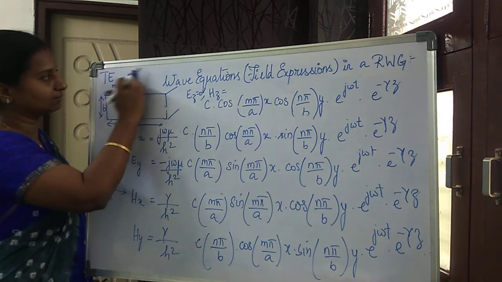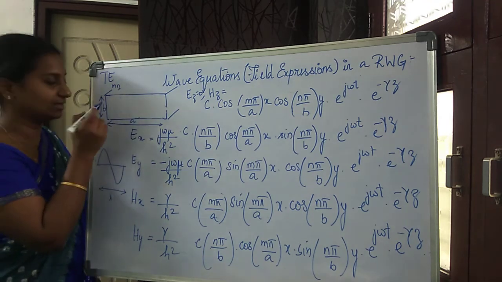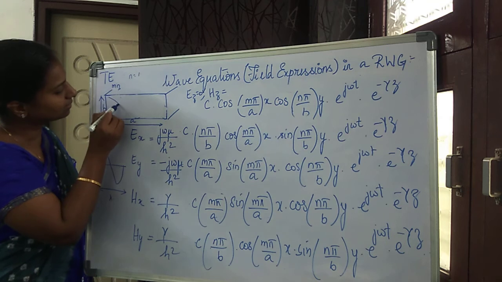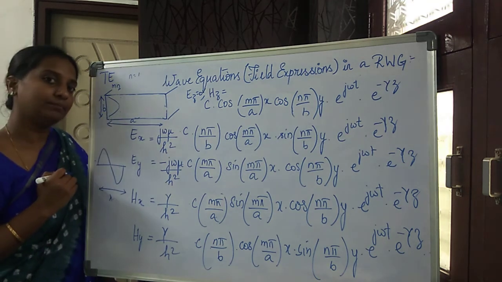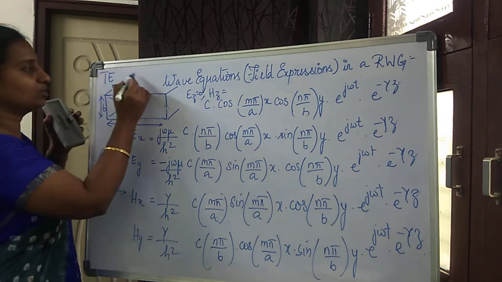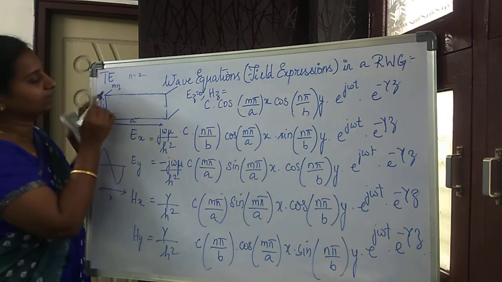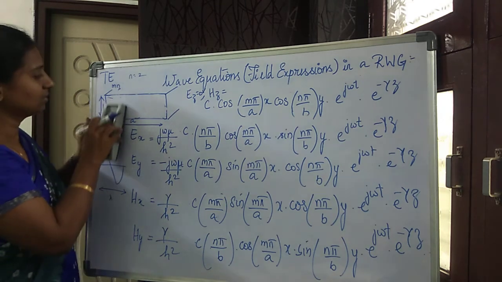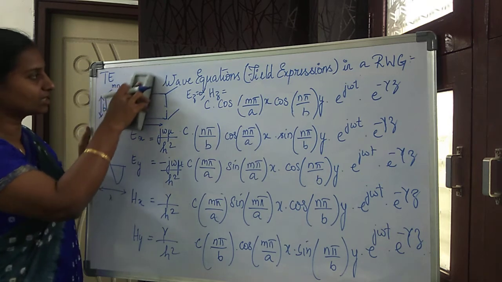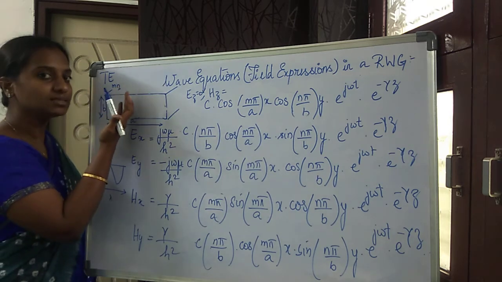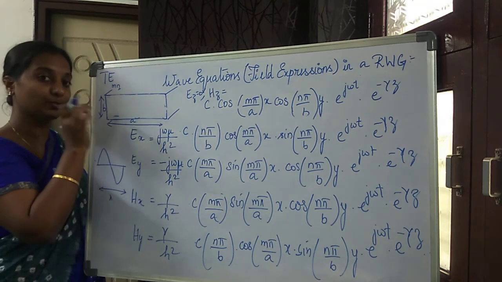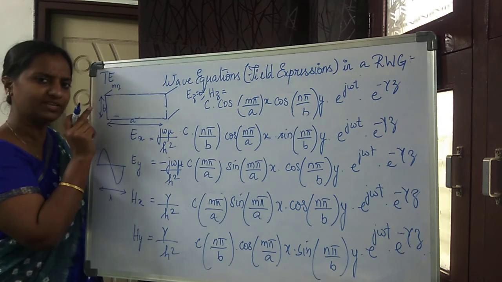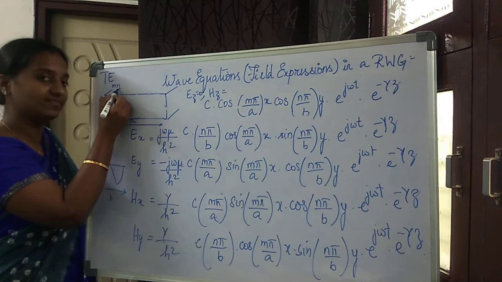And N, what is N? N is the half wavelength along the B dimension. For example, if N is equal to 1, it means that 1 half wavelength is propagating along the B dimension. If N is equal to 2, then 2 half wavelengths are propagating along the B dimension. So this is the significance of the M and N subscripts. How many half wavelengths are propagating along the A dimension is given by M, and how many along the B dimension is given by N.